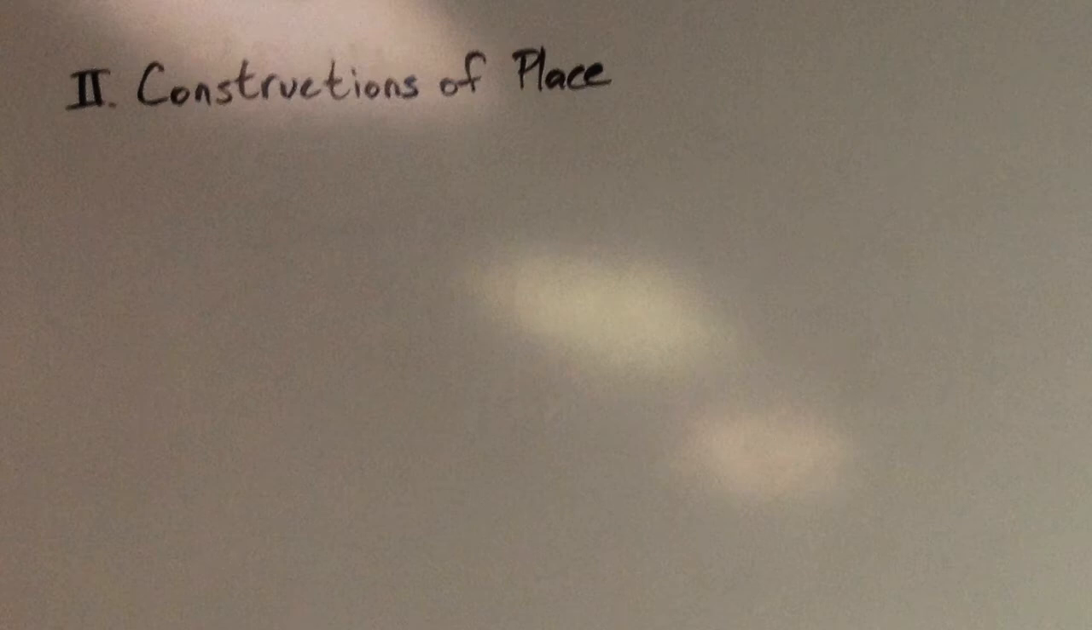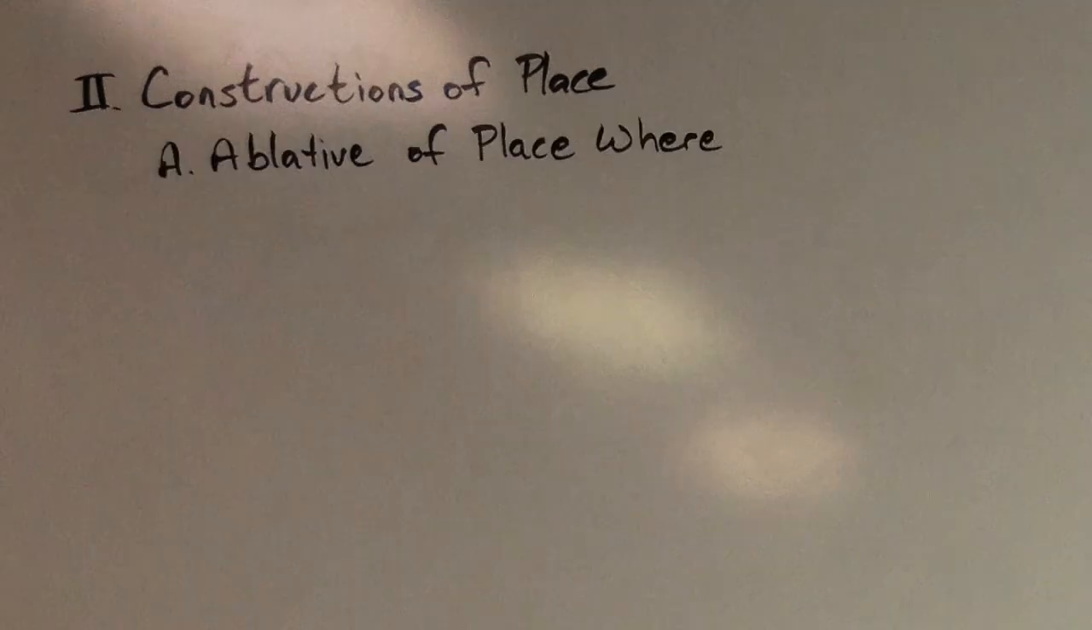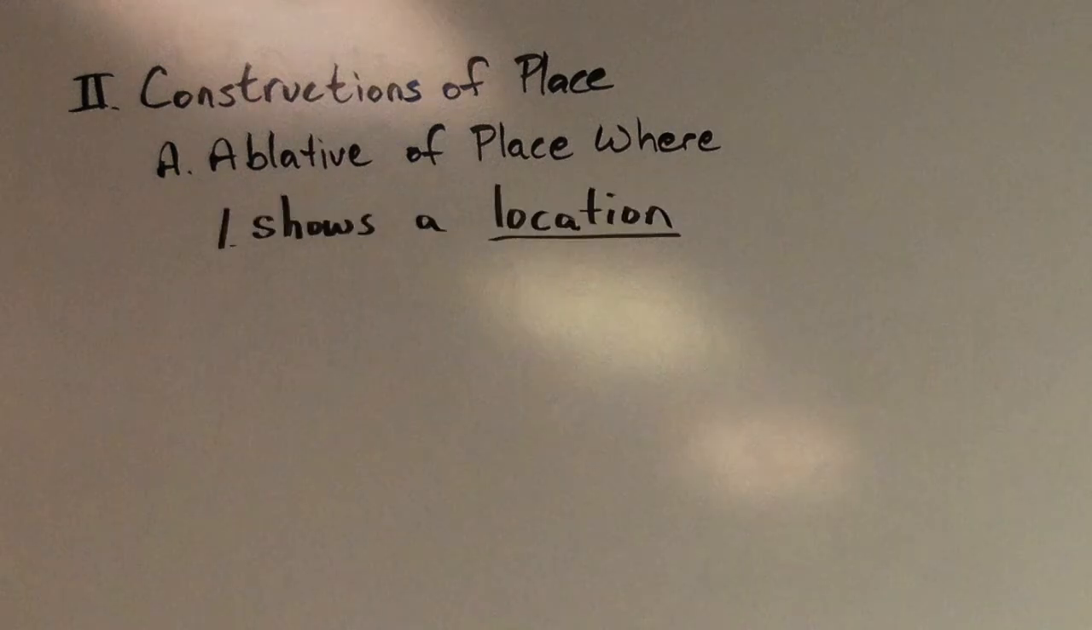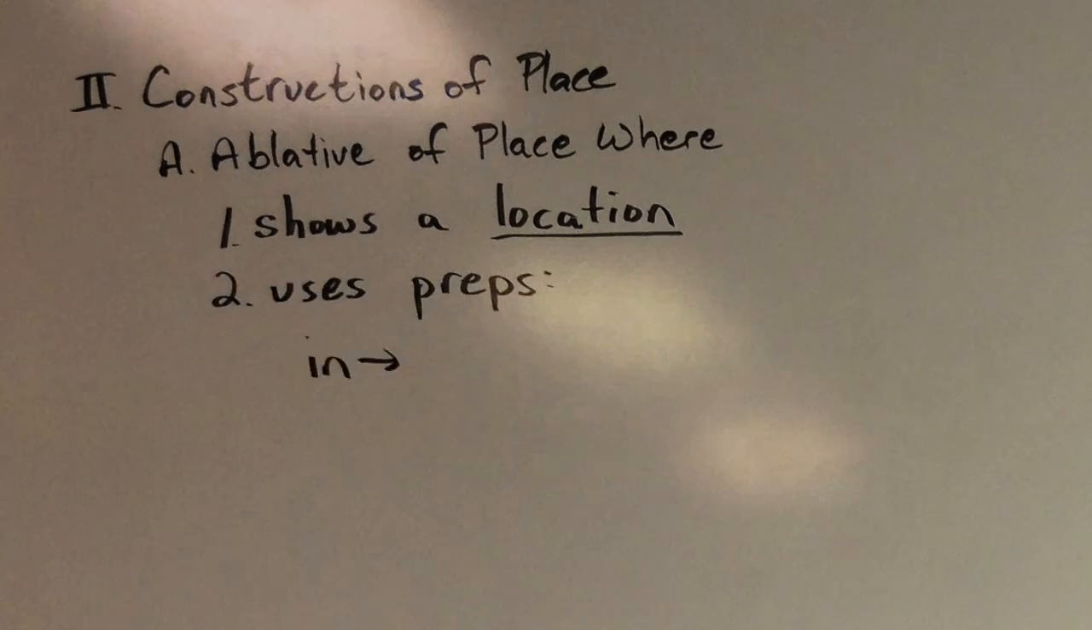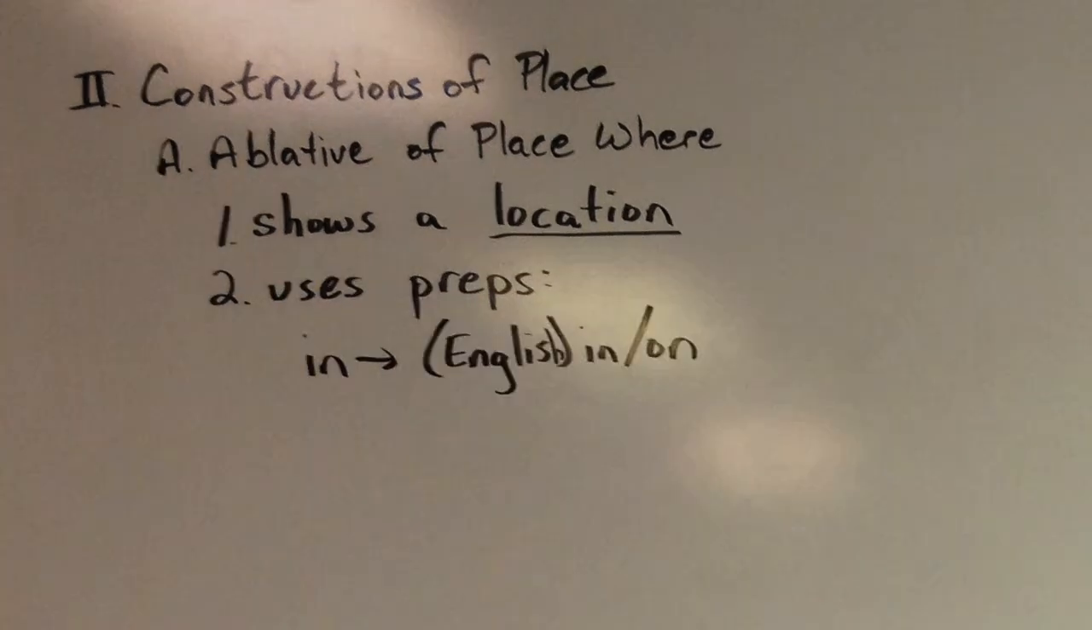This will cover three related constructions: the ablative of place where, the accusative of place to which, and the ablative of place from which. Let's start by revisiting the ablative of place where. Now in Chapter 3, we learned that the ablative of place where shows a location. Also in Chapter 3, we said that it can use the Latin preposition in, which translates to the English preposition in or on. In this chapter, we'll add a second preposition that the ablative of place where can use.